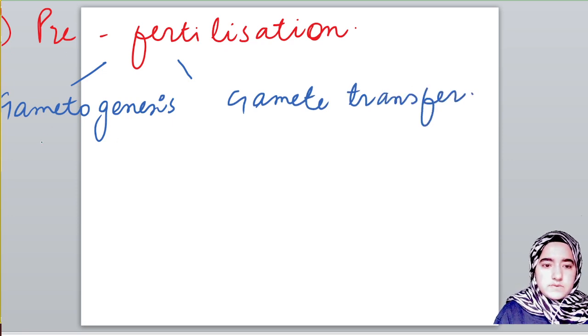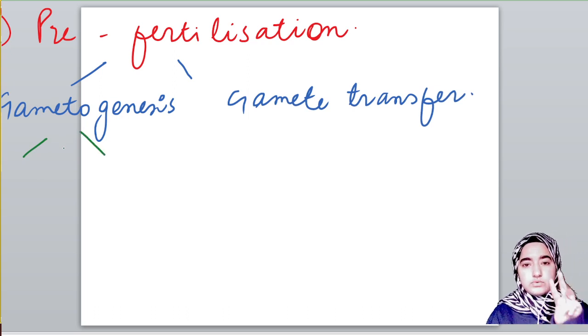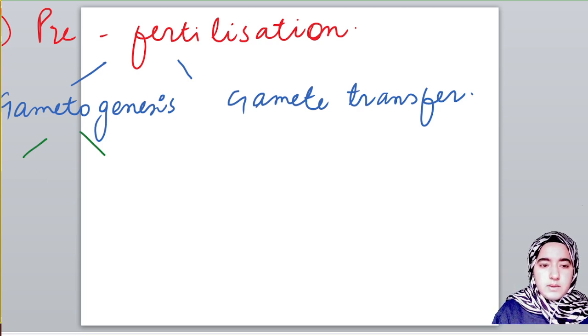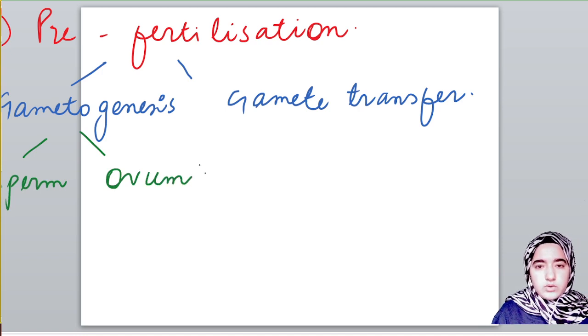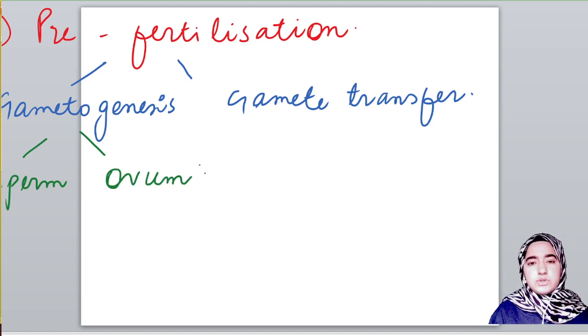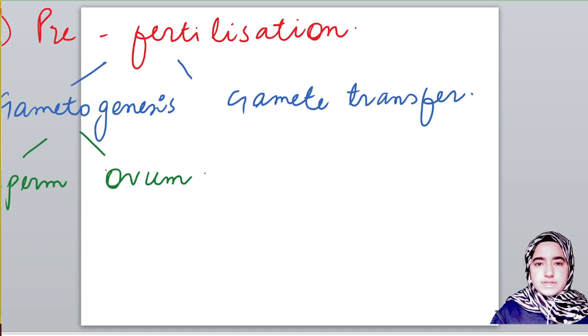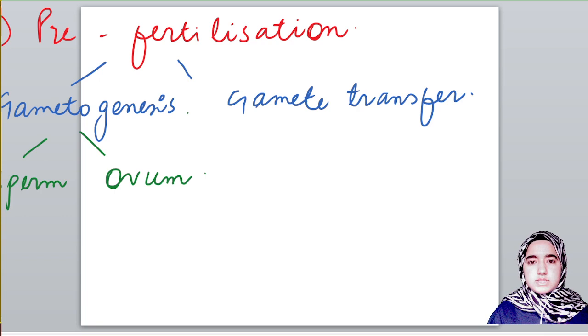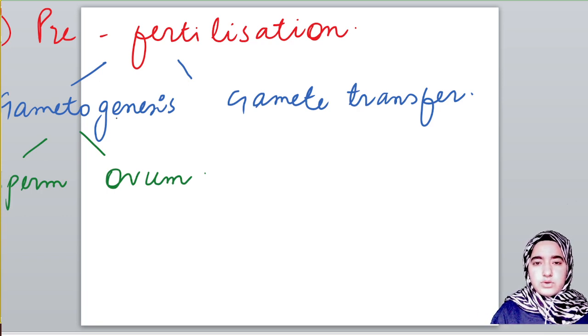In gametogenesis, we saw that formation of two types of gametes took place. First one is male gamete and another one is female gamete. Male gamete is known as sperm and the female gamete is known as ovum. We saw how gametogenesis took place, I mean, how sperm is formed, how ovum is formed after meiosis, reductional division. I just described that in detail. If you haven't watched that video, please pause here and go and watch that video so that you will come to know how gametogenesis took place.